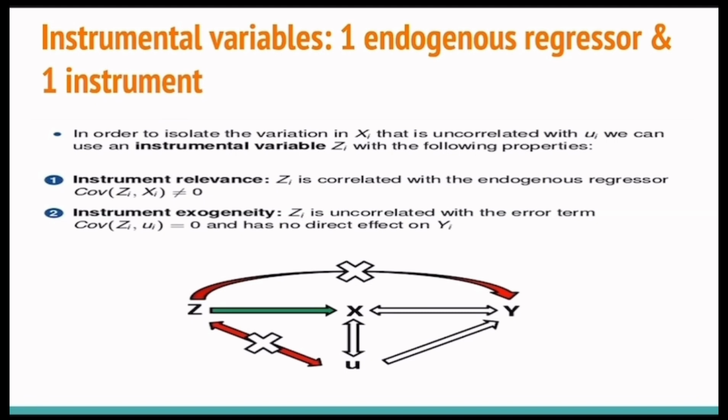And in the test of exogeneity, we expect that the instrumental variable introduced should not be correlated with the error term. Mathematically, how do we state that? The covariance of Z and Ui has to be equal to 0, which means there's no direct effect on Yi. That is what I explained here.